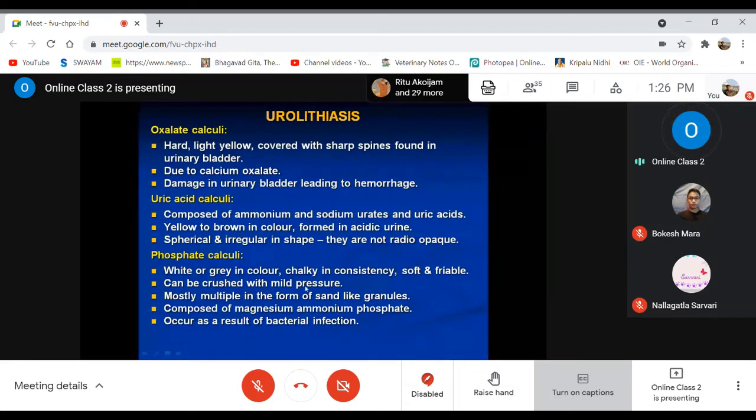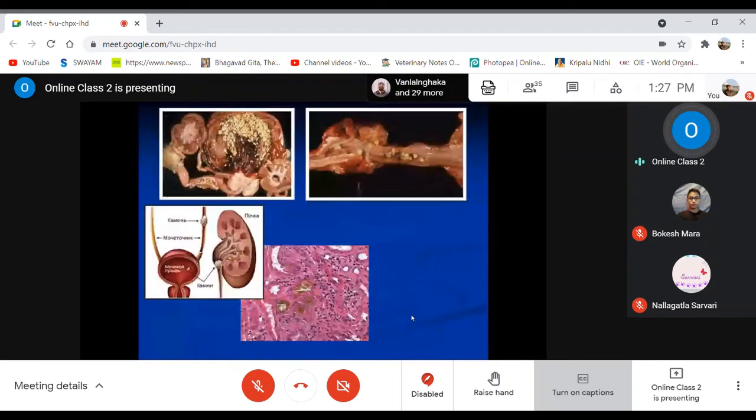Then phosphate calculi give white or gray colors, chalky in consistency, soft and friable. That means they can be crushed very easily with mild pressure. Mostly they may be present in multiples, in the form of chain-like granules in the urinary system. They may be composed of magnesium ammonium phosphates, and they mainly occur as a result of bacterial infections.